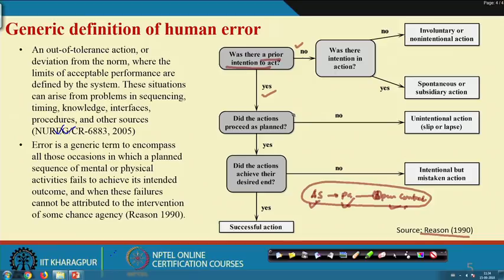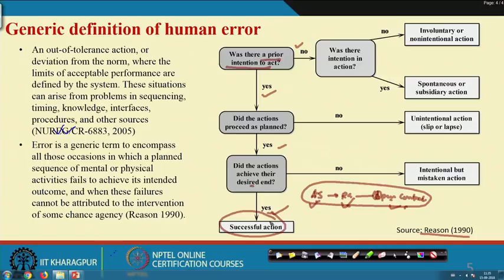Another one: suppose, did the action proceed as planned? If yes, that means all those things were done correctly, then did the actions achieve their desired end? Yes. That means the pump stops and the overpressure condition is arrested; that is the successful action. So, there are two issues. One is that the operator has a particular goal to achieve, and in order to achieve that goal, there is a sequence of activities to be performed. Maybe somewhere it is physical activities, somewhere mental activities, but the activities are performed and the desired goal is achieved; that is the successful condition. The other part is that the operator knows that these are the activities to be performed, but intentionally, or for some other reason known to the operator, he has not done them. That is the violation.